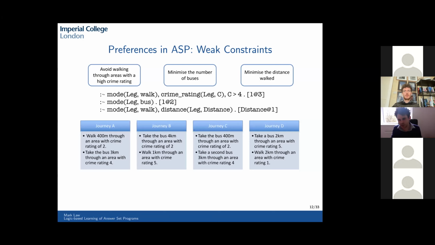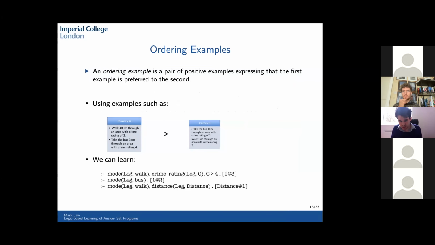Okay. Now, if we give these preferences along with a set of journeys such as the ones on the slide to an ASP solver, then it is able to rank the journeys or find the best possible journey given a set of preferences. What we're interested in doing is learning these preferences from examples. Now, the examples I've shown you so far are incapable of learning weak constraints, and that's because they only say what should or should not be an answer set of the program. Weak constraints don't affect what is or is not an answer set of the program, and so you can't learn weak constraints with examples of this form.